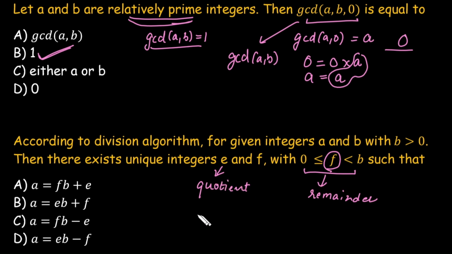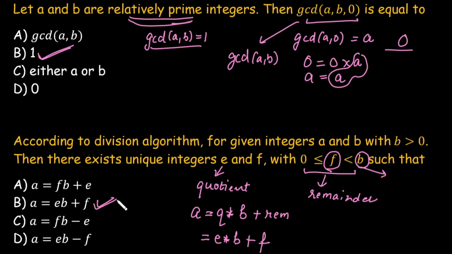Now we just need to identify which is the divisor and the dividend. As we are dividing by B, because we say that the remainder is less than B, so we can write A is equal to quotient into divisor plus remainder. Quotient in this case is represented by E, and the number is divided by B plus remainder as F. So according to this, option B is correct.